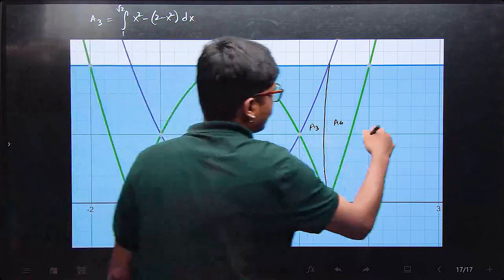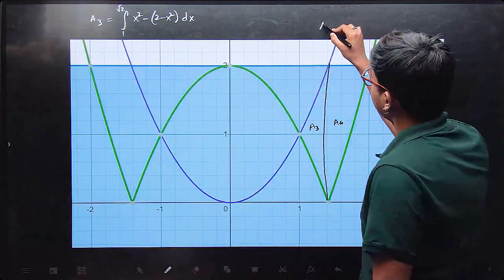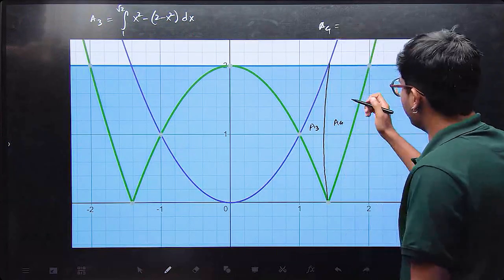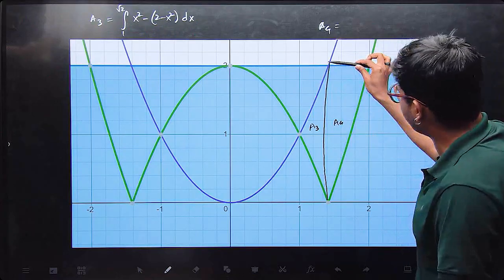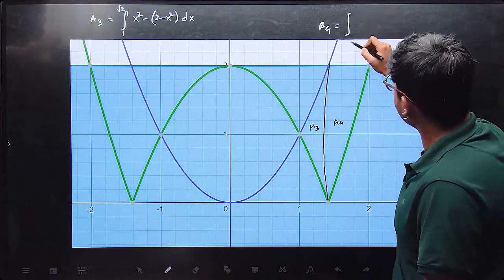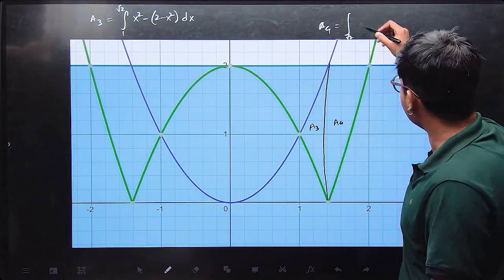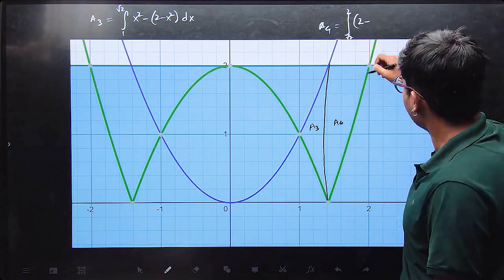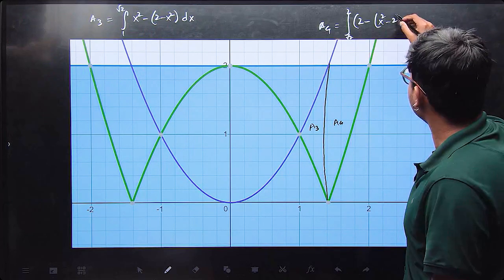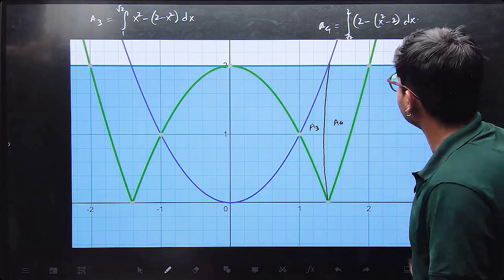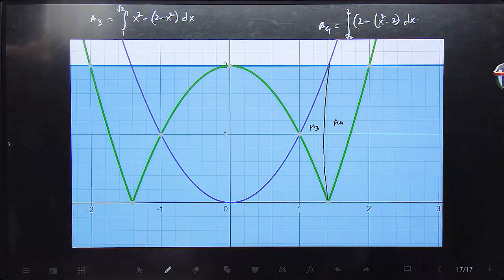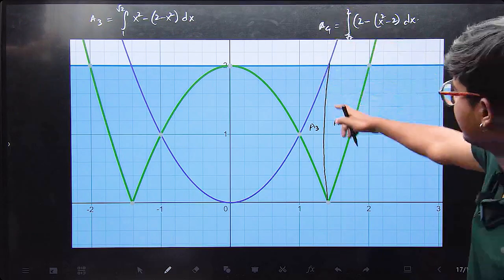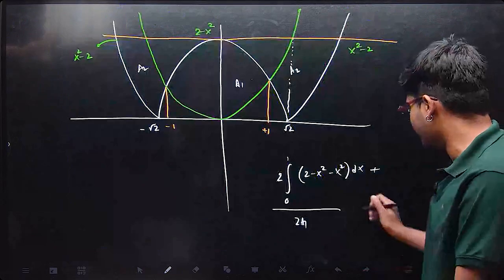And what is A4 going to be? Root 2 to 2. What is the upper curve now? The upper curve is just y equal to 2, right? So between root 2 and, what is this point? 2, right? Root 2 and 2, it's going to look like 2 minus x square minus 2. Yes or no? So these are the other regions. So A3 plus A4 is going to give you this required area, okay?